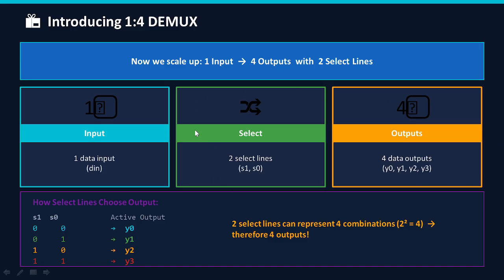Okay, 1 to 4 DEMUX. 1 to 4 DEMUX means 1 input, 4 outputs, and there will be 2 select lines. How are we going to get 2 select lines? Based on the equation 2 to the power n. You have 4 outputs, right?